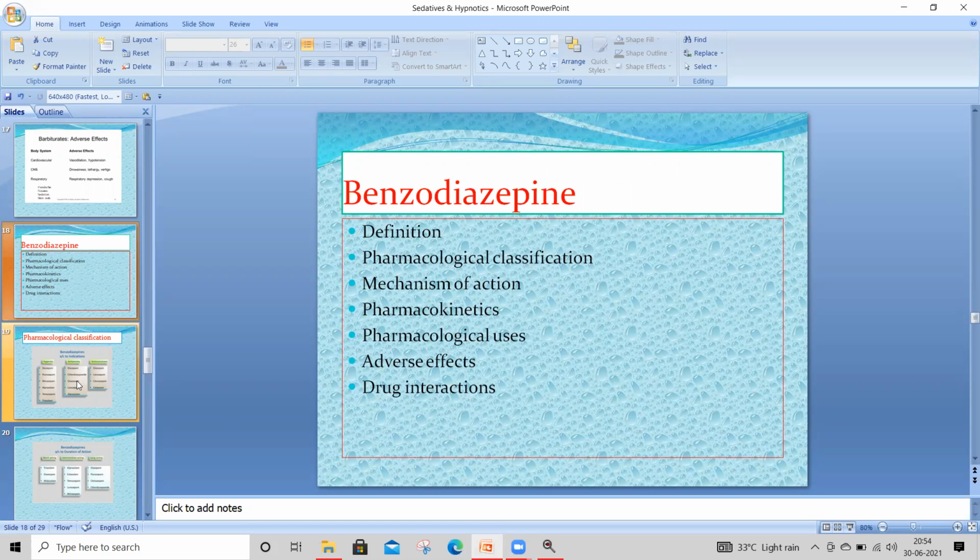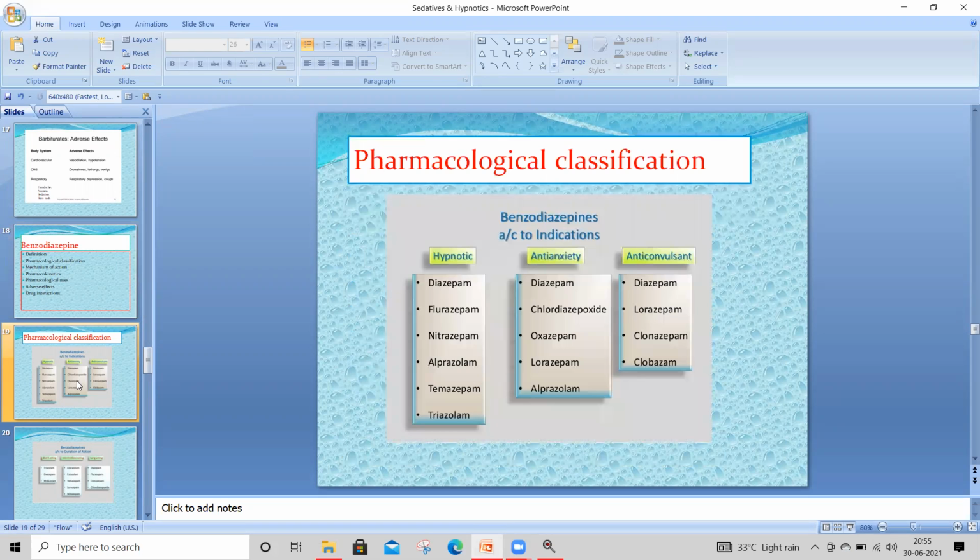Now you have to know about diazepam, benzodiazepine, and the same things you have to know as for barbiturate: definition, pharmacological classification, mechanism of action, pharmacokinetics, pharmacological uses, adverse effects, and drug interactions. This is the main classification of the drug. Already I have said, if you know the pharmacological classification of the drug, you can write the uses. And you have to know this class. This is an important slide. Some drugs have hypnotic activity, and some drugs have anti-anxiety and anticonvulsant activity.